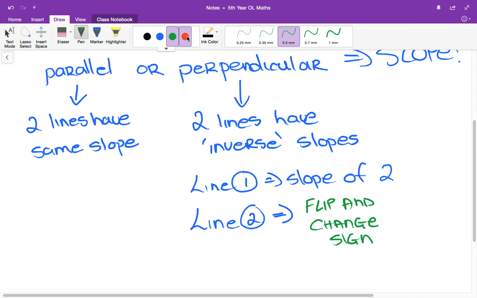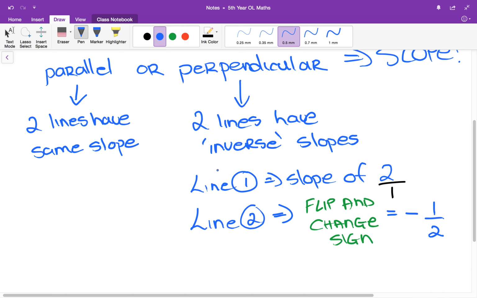So you need a fraction. 2 isn't a fraction, so we make it a fraction, put it over 1. 2 over 1 needs to get flipped, so it becomes 1 over 2. And this 2 over 1 fraction is positive, so this fraction becomes negative. So that's how you work out perpendicular slopes. You flip and change the sign.